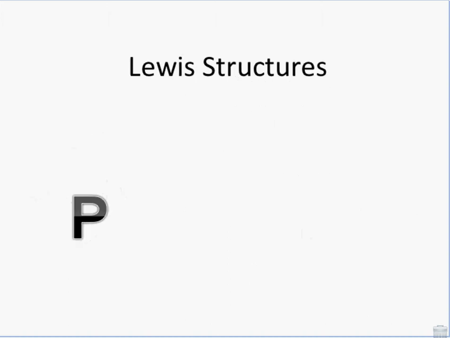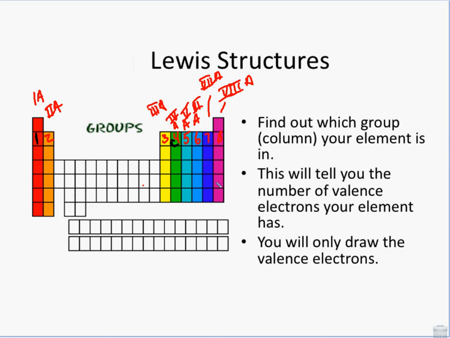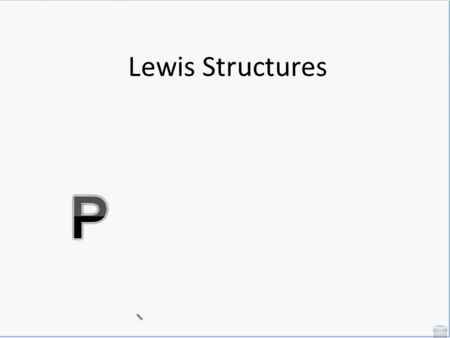Let's do another one quick before you start working on an exercise. Okay, phosphorus. It's in group 5, and it's right here. This is phosphorus right here. Group 5. So how many valence electrons does it have? It has 5. Okay, so I'm just going to put those down here. Okay, there's its 5 valence electrons.